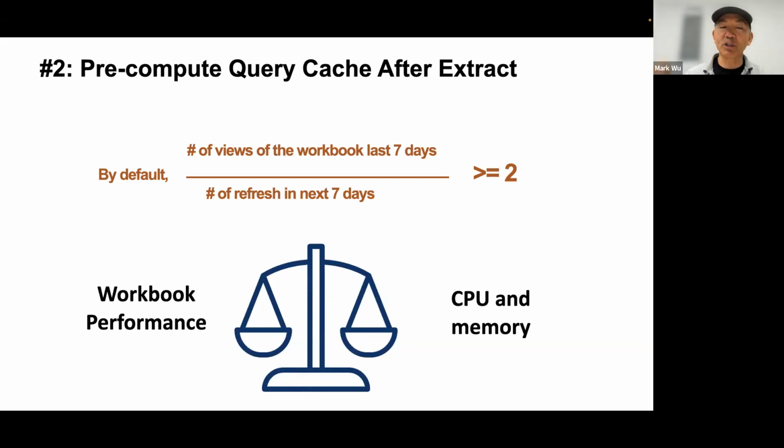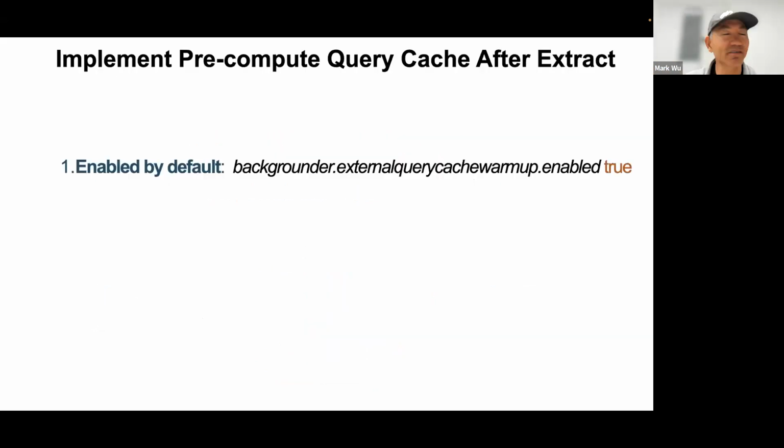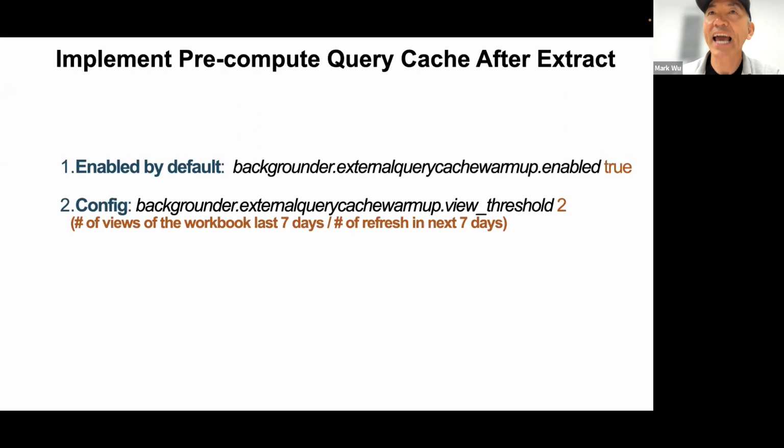It's a careful balance between workbook performance and CPU and memory consumption on the server. The threshold number 2 is a default, but can be configured. On my server, I configure it at 1.4. So how do you implement that? You just let it go default. You don't do anything. It is enabled by default already, and the threshold can be configured, but you don't have to. By default, 2 is most likely good.